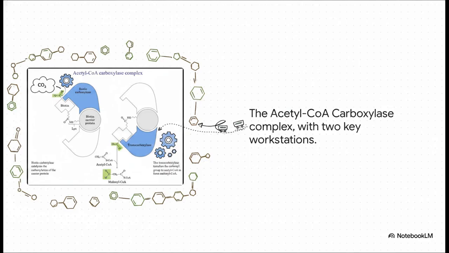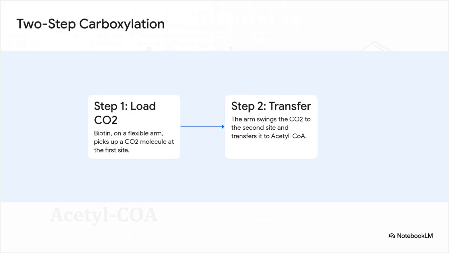It's not just a simple enzyme, it's more like a sophisticated two-part factory. It's got two separate workstations, the biotin carboxylase site and the transcarboxylase site, and they're connected by a nifty little mobile arm. So here's how this little factory line works. In step 1, at the first workstation, the enzyme burns an ATP molecule. It uses that energy to load a single CO2 molecule onto a little hook, a cofactor called biotin. Then, in step 2, that flexible arm physically swings that CO2 all the way over to the second workstation, where it slaps it right onto an acetyl-CoA molecule.